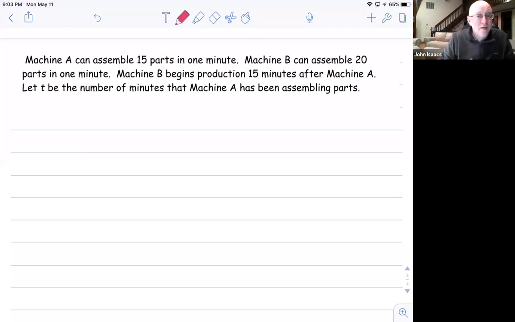Okay, here's another example using a rate times time equals distance table. This one reads, a machine A can assemble 15 parts in 1 minute. Machine B can assemble 20 parts in 1 minute. Machine B begins production 15 minutes after machine A does. Let T be the number of minutes that machine A has been assembling parts.